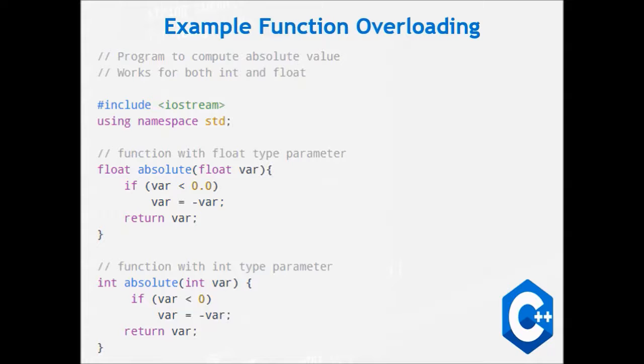Then we close this function and we declare another function with the same name but with a different return type. This time we use the keyword int absolute, and our parameter is int var. So in the body of this function we write if var less than 0, then var is equal to minus var, return var.